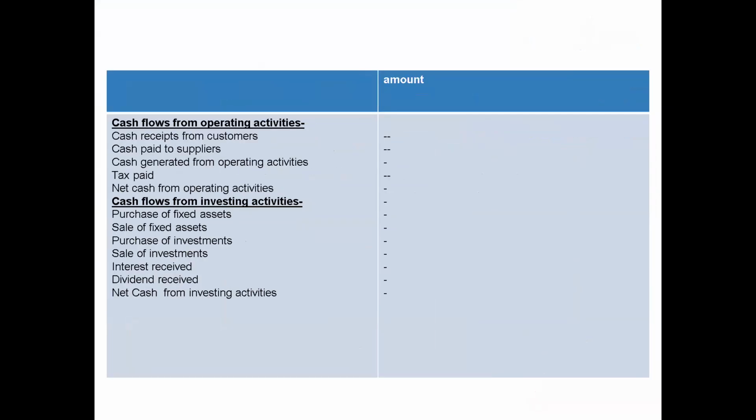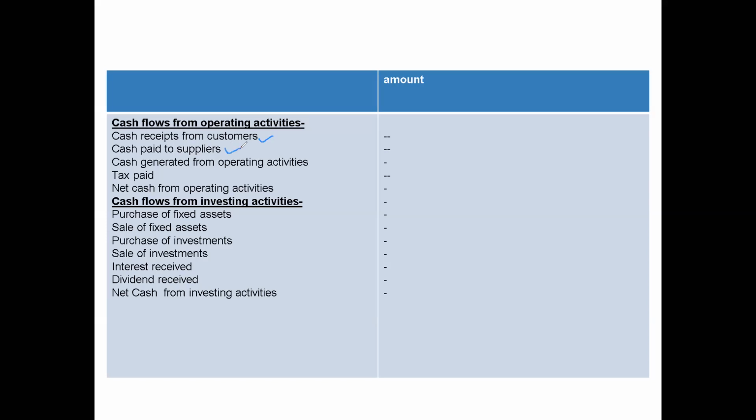So this is the format of cash flow statement, that first we'll write down the heading of cash flows from operating activities, and we will note down all the cash receipts. So generally cash receipts from customers, that is sale of goods, then cash paid to suppliers. Now any inflow we'll write here, and any outflow we will denote with the help of bracket. So bracket denotes the outflow of the cash. So by deducting the cash outflow with inflow, we'll get the cash generated from operating activities. So tax would be deducted, so we'll get the net cash from operating activities.